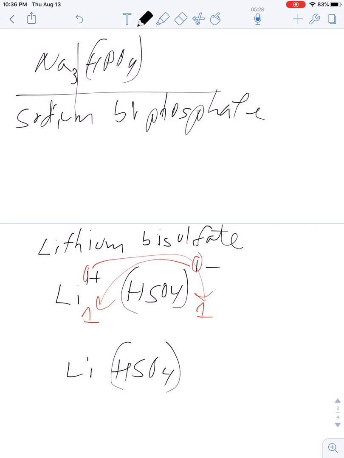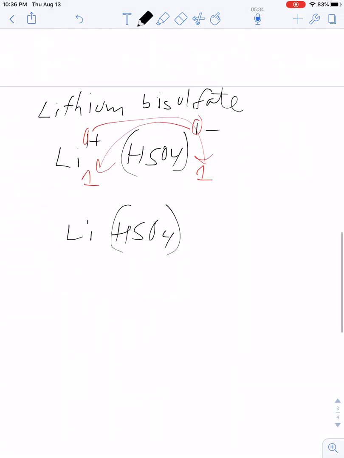People always ask, when do I put parentheses? When in doubt, write the parentheses. Okay? You can't go wrong by putting parentheses. If the number outside the parentheses is a 1, you don't need the parentheses. You can just leave it like this.